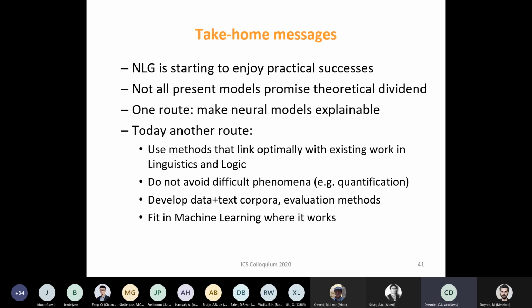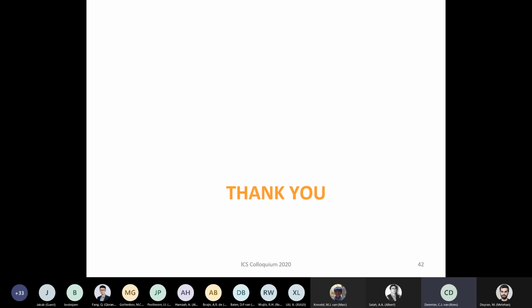Today, I focused on a possible different route. That is, use methods that have a potential to really link with existing work in linguistics and logic. I think we've demonstrated that with reference, and we're working on it with quantification. So focus furthermore on phenomena that neural approaches, or current approaches in general, have difficulty with, such as quantification. Do this by developing data text corpora and new evaluation methods, and fit in machine learning where it works. So thank you.